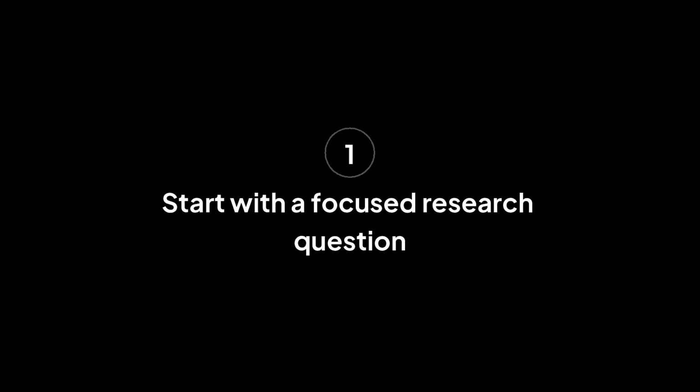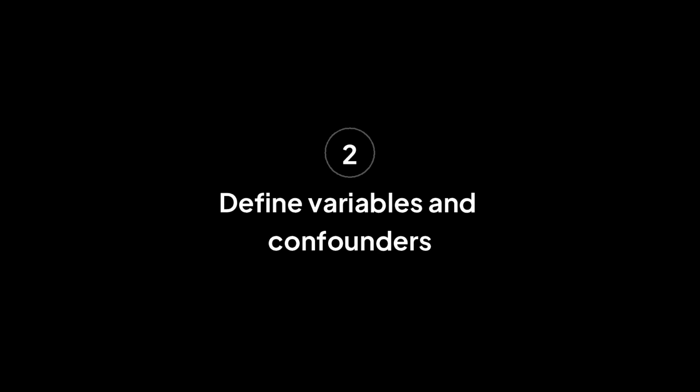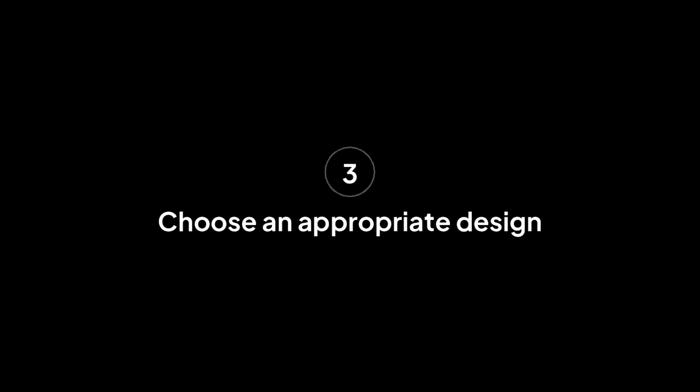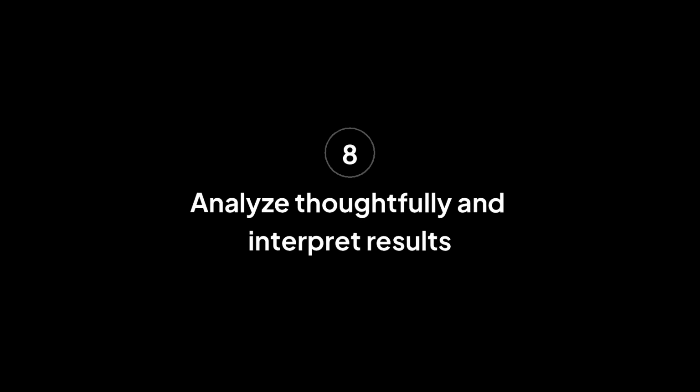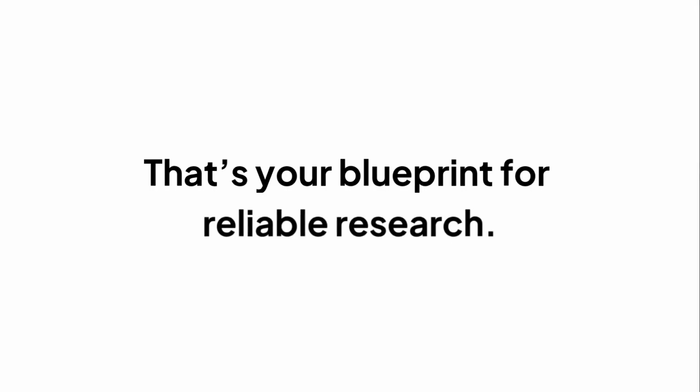To recap, start with a focused research question. Define variables and confounders. Choose an appropriate design. Sample wisely and justify size. Control bias early. Calibrate and document tools. Plan data collection and follow ethics. Analyze thoughtfully and interpret results. Report honestly and make your study reproducible. That's your blueprint for reliable research.